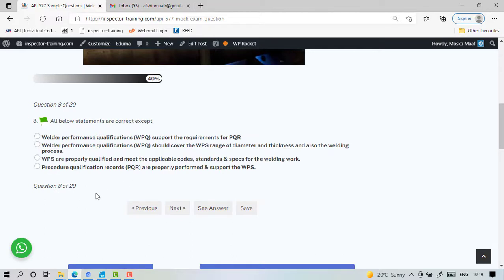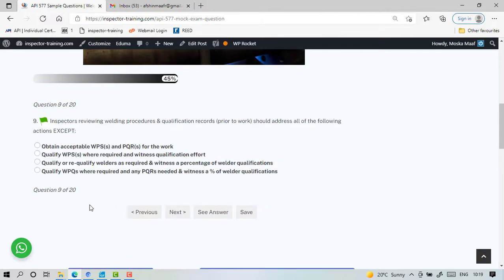All below statements are correct except: welding performance qualification supports the PQR. Actually, it's the other way around. So this is not correct. The PQR supports the WPS. So that's the wrong one.